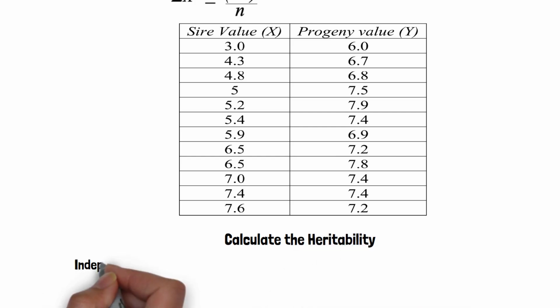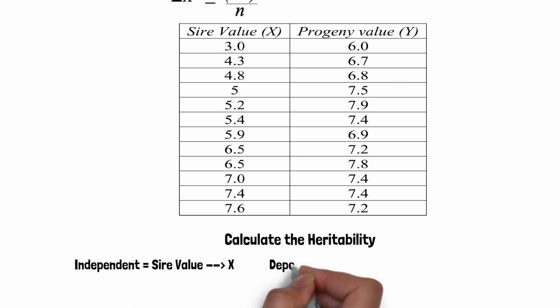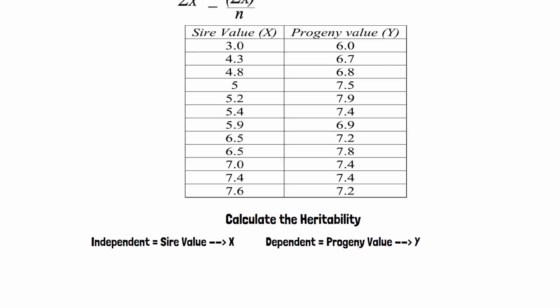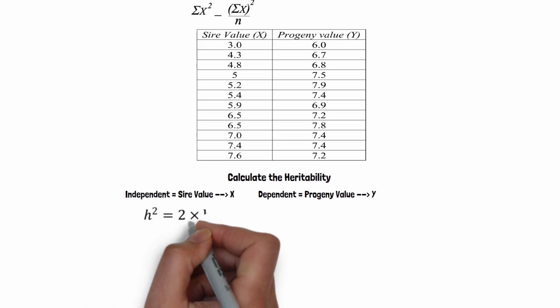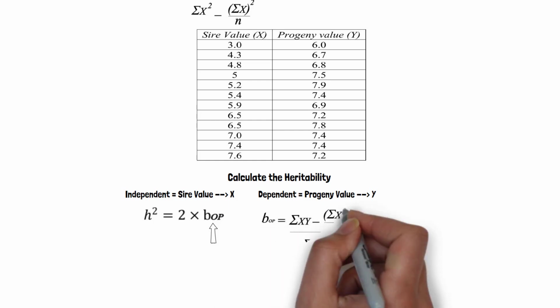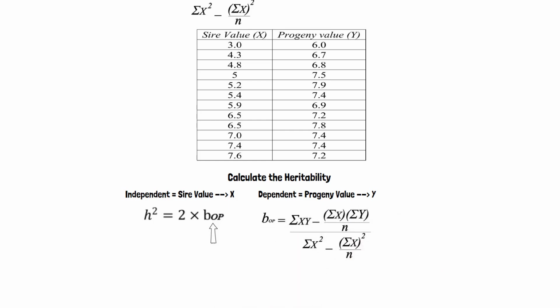Okay, our independent variable is, I think, that of the sire value, which we will denote as x, and progeny, which we will denote as y, which is the dependent variable. H square equals 2 times BOP. We'll have to first determine the value for BOP, that is the slope. BOP equals summation of xy minus summation of x times summation of y all over n, all over summation of x squared minus summation of x all squared all over n.